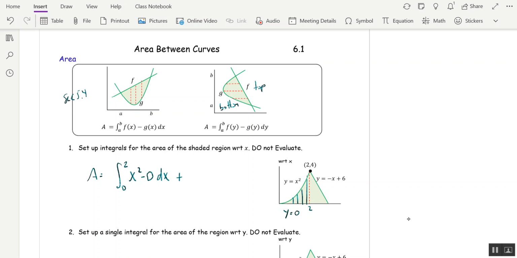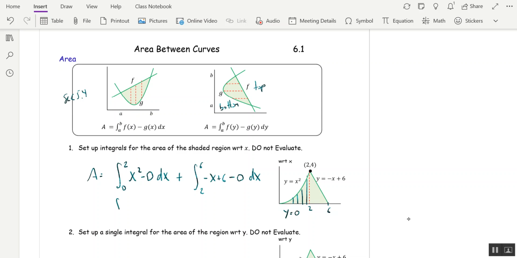Then I need the second part where the top curve changes. That's why I need two separate integrals. So plus the integral from 2 to 6, where this line crosses. Top curve is negative x plus 6. Again, the bottom curve is the x-axis, which is y equals 0. So top minus bottom.